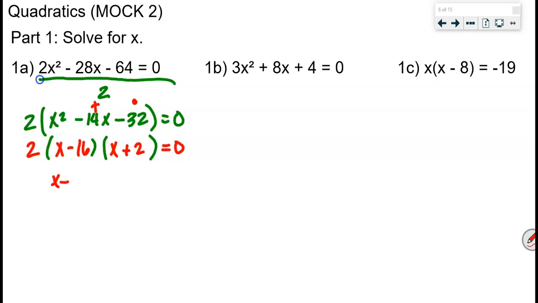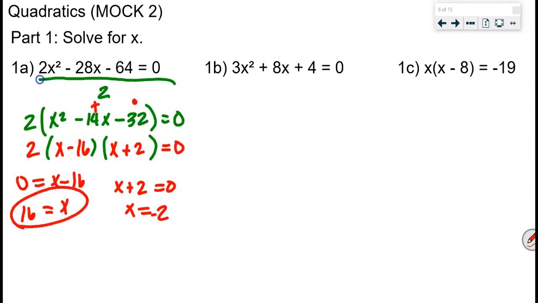So we're going to do x minus 16 equals 0, so x equals 16. And we're going to do x plus 2 equals 0. So x equals 2. So those are our 2 answers for that one. Let me double check. Yep. Sorry, negative 2, y'all. I'm subtracting the 2 from both sides.